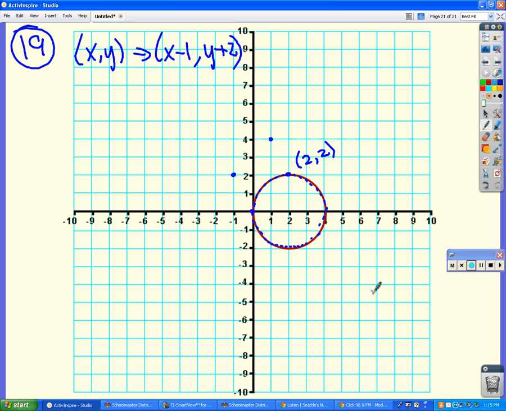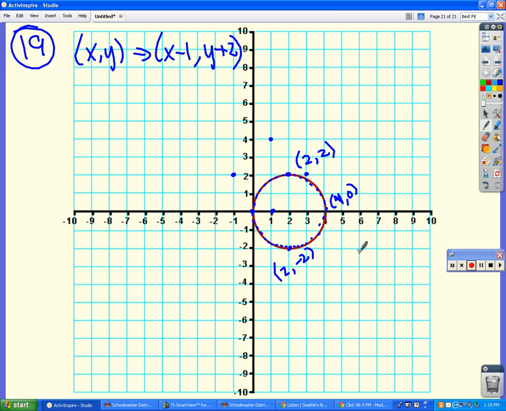4, 0. If I subtract 1 from the x coordinate and add 2 to the y coordinate, what does that do? 3, 2. So that new point is right here. And 2, negative 2, this guy down here. If I subtract 1 and add 2, then that puts me on 1, 0, right there. So how would you describe, using English words, not math words, what's happening to each one of those points? How are they sliding? Which direction and how far?